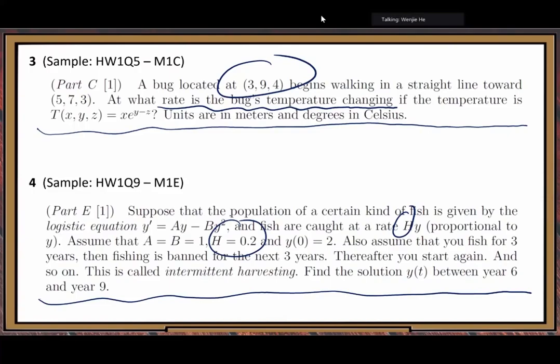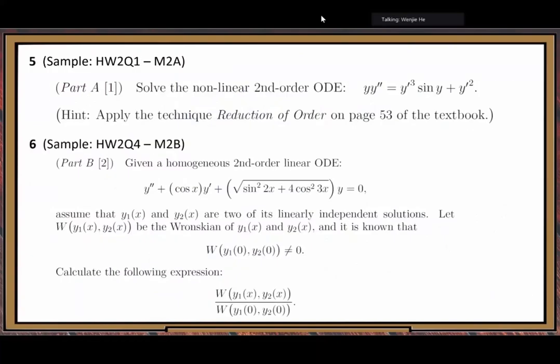Then the next 6 questions for module 2. Part A, 1 question. I need to give you 1 question. This is reduction of order. The sample question is our first homework assignment question for the second assignment. So you need to use the reduction technique.